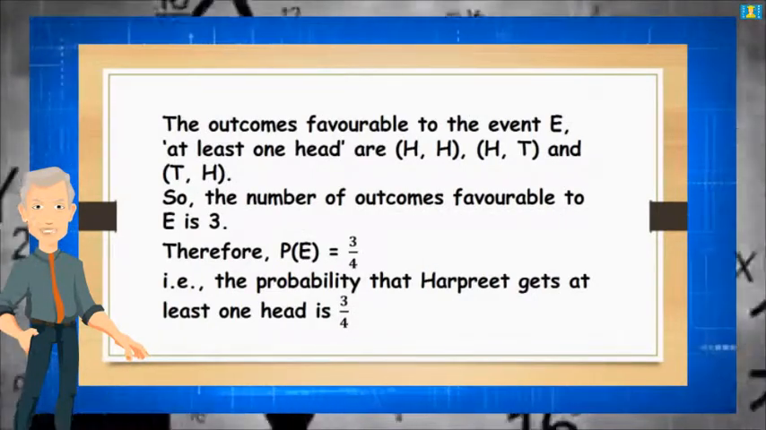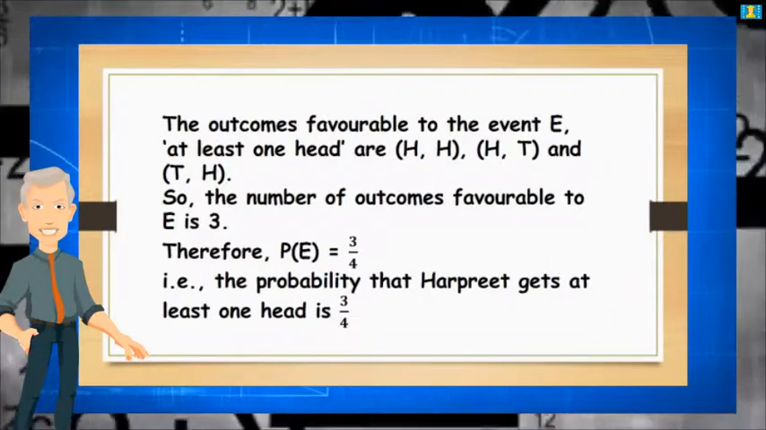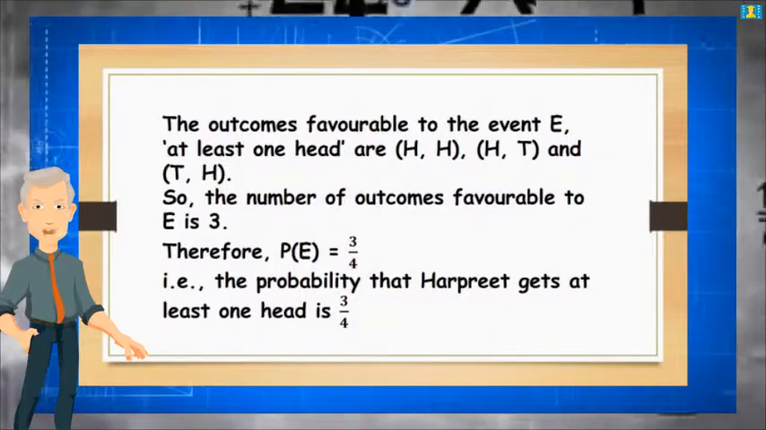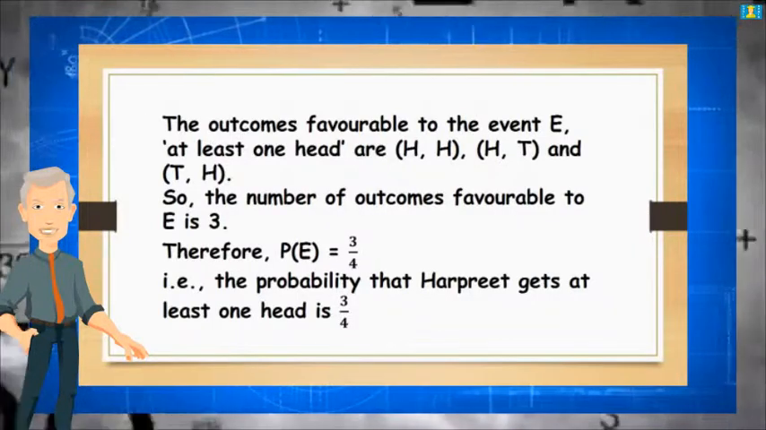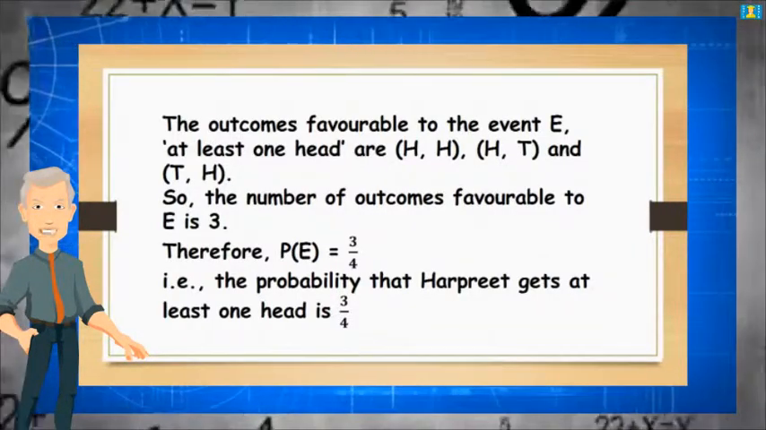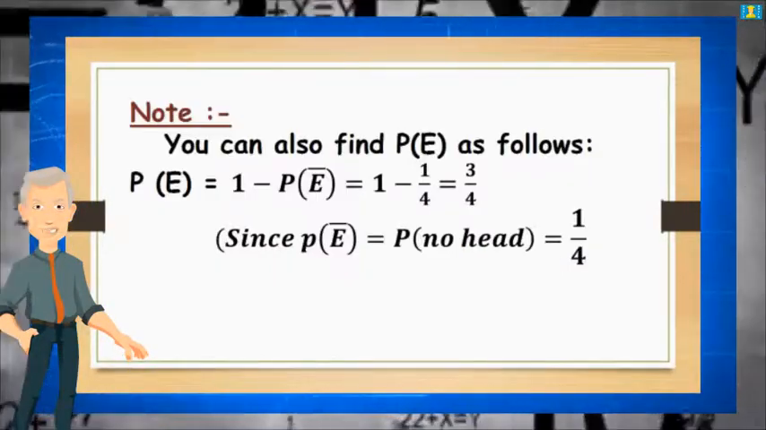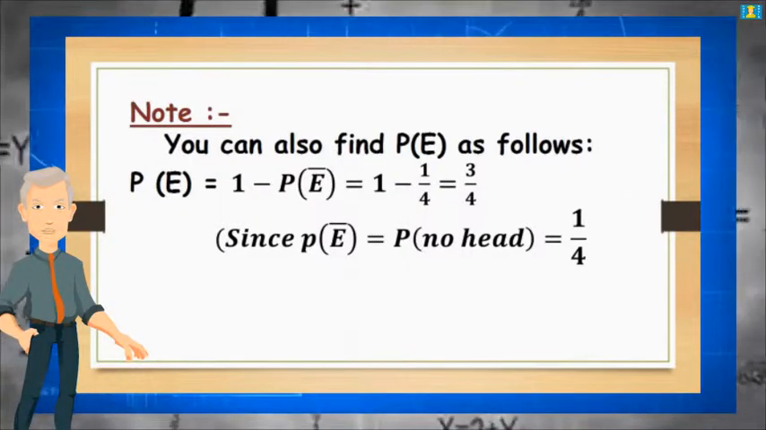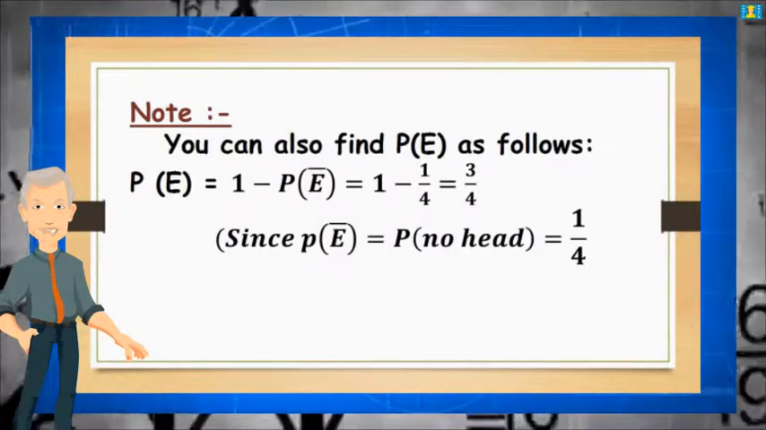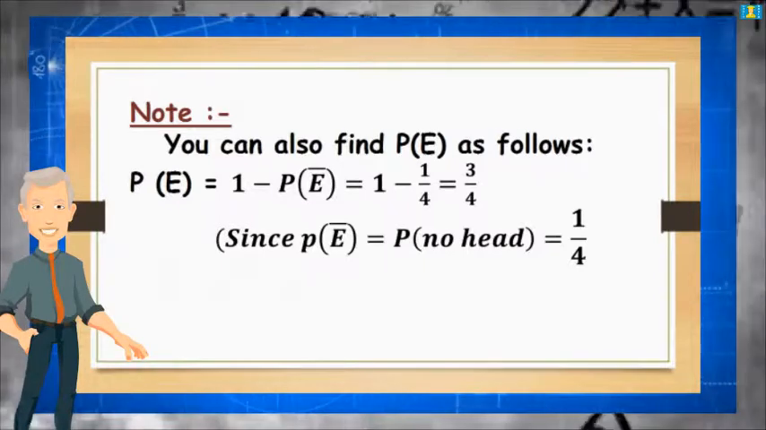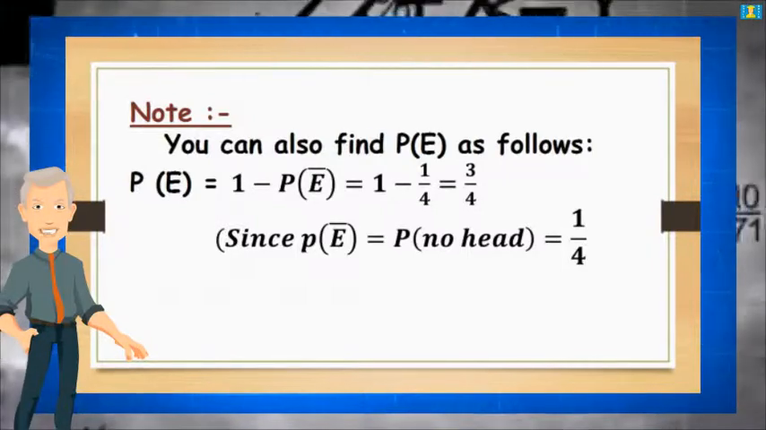The outcomes favorable to the event E, at least one head, are HH, HT, and TH. So, the number of outcomes favorable to E is 3. Therefore, P(E) is equal to 3 by 4. That is, the probability that Harpreet gets at least one head is 3 by 4. Remember, you can also find P(E) as follows. P(E) equals 1 minus P(E complement), which is equal to 1 minus 1 by 4, which is equal to 3 by 4, since P(E complement) equals P(no head), which is equal to 1 by 4.